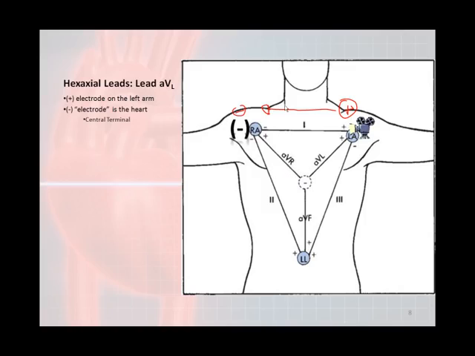So now you are not looking from the left arm to the right arm, you're looking from the left arm down into the center of the heart. So you're looking in this direction, which has now given you another view of the heart. It has given us a completely different view of the heart, all because we just moved the negative electrode from a physical negative electrode on the right arm to a theoretical negative inside the heart. Remember that this negative electrode down here in the middle is called the central terminal.